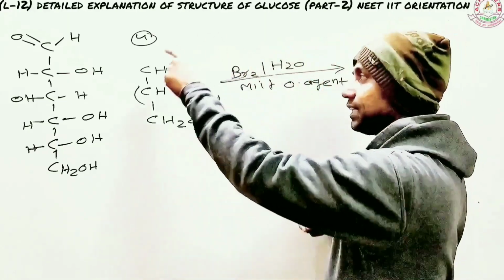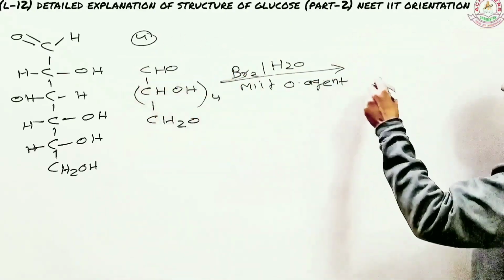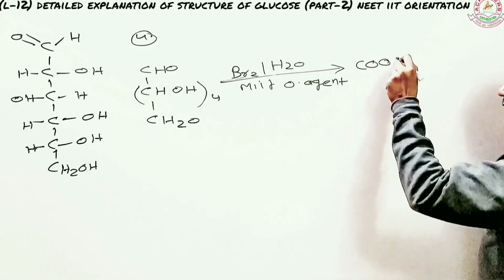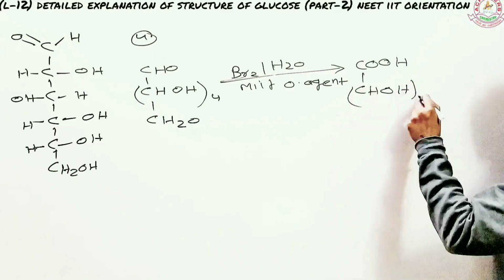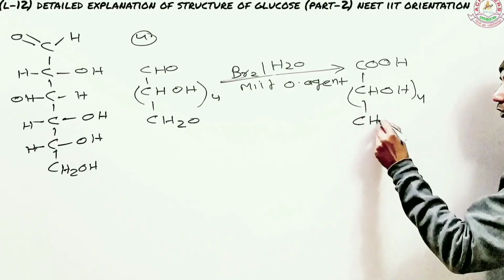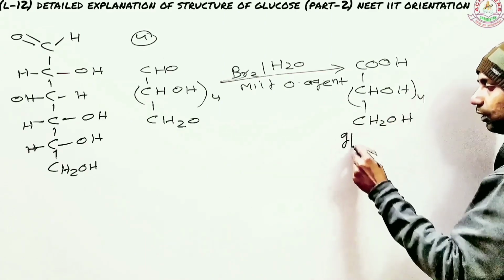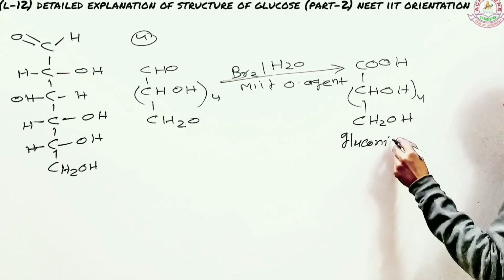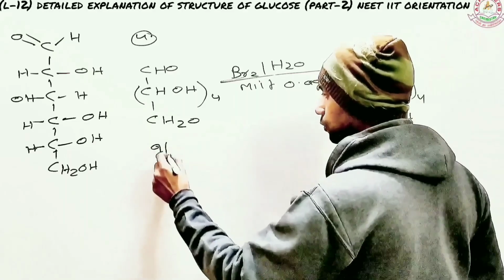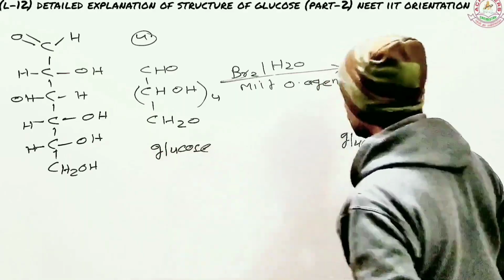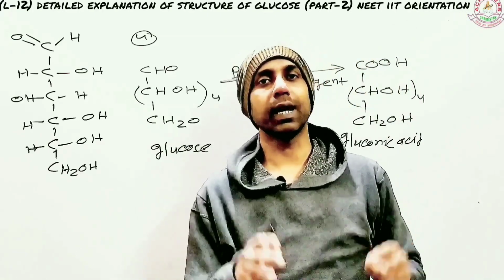This bromine water, if there is an aldehyde here, will oxidize it and convert it into the acid. And this acid is going to be COOH. Then you have again CHOH, whole 4, nothing is changing right here. Then you have CH2OH. So what has happened? This is called gluconic acid. Glucose has converted into gluconic acid. And this reaction simply justifies that the glucose first carbon is nothing but an aldehyde.